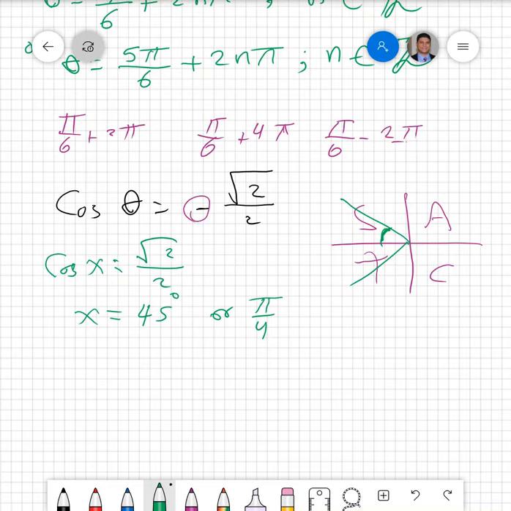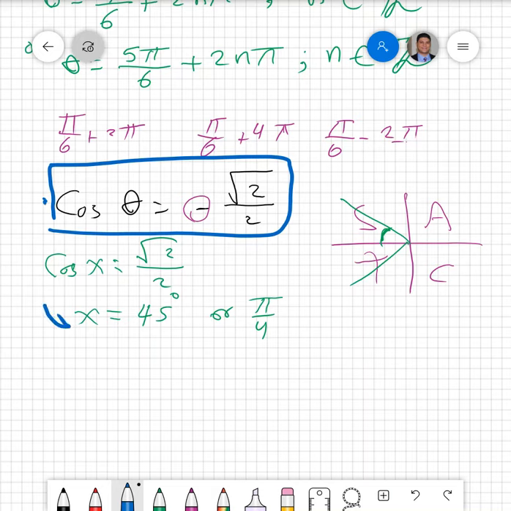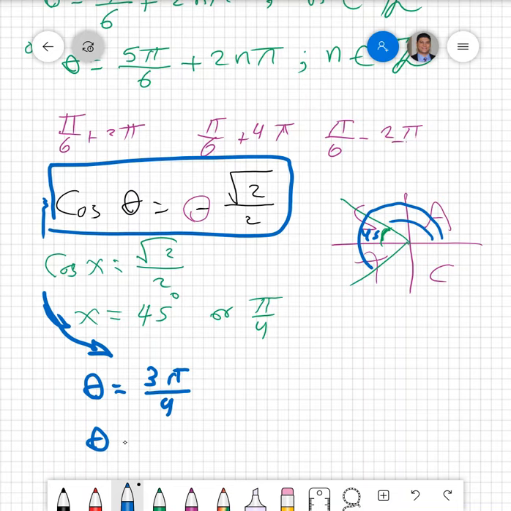So let us find the angles of the original equation here. This is 45. So the angle here is 180 minus 45, which is 135, or 3 pi over 4. And the other angle is pi plus pi over 4, 5 pi over 4. That means here theta equal 3 pi over 4 and theta equal 5 pi over 4.